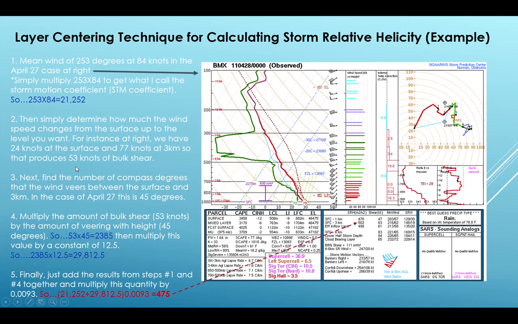Part 3, next find the number of compass degrees that the wind veers within the same layer, or between the surface and 3 kilometers in our case again, since that is the layer that we're calculating. And in this case, it is found to be 45 degrees between here and here of veering. Remember, veering again is the clockwise turn of wind with height or time or horizontal distance in meteorology. Part 4, multiply the amount of bulk shear, again found to be 53 knots, by the amount of veering with height, which was 45 degrees.